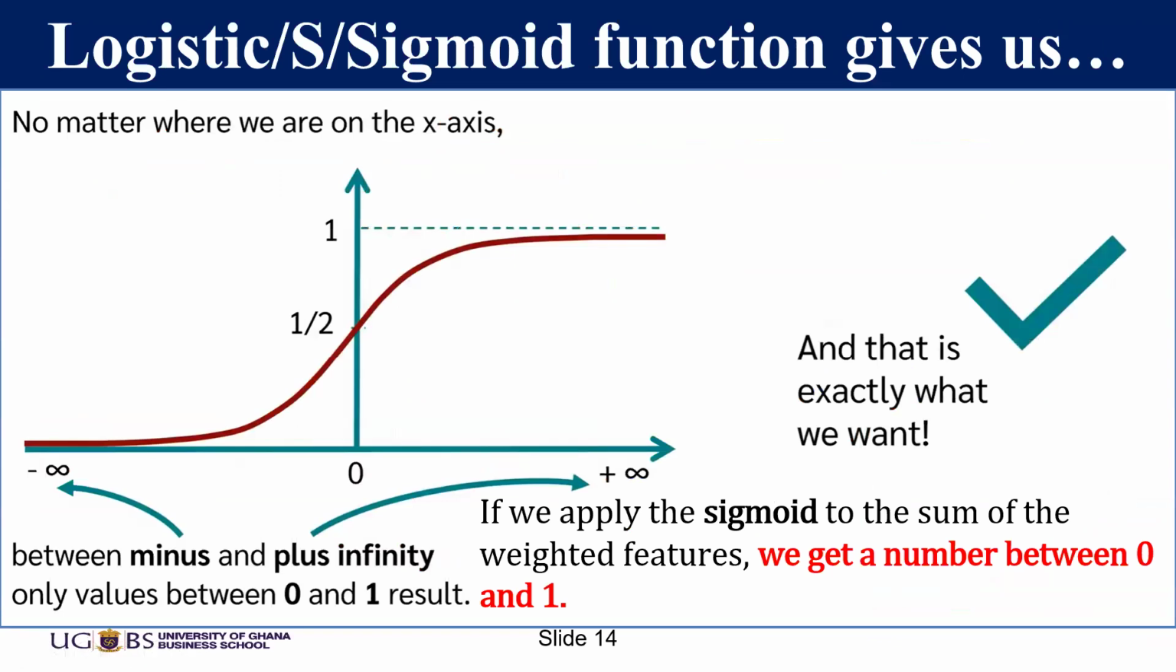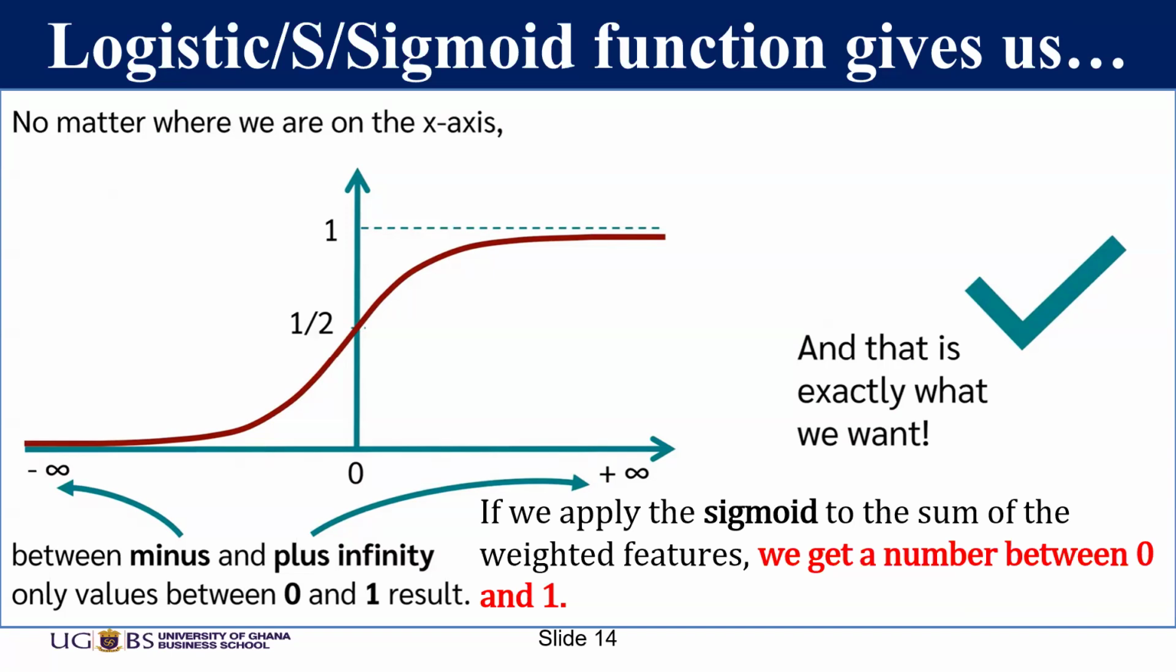Okay. So look at how the function looks. It looks like an S shape in our example here. If we apply the sigmoid to the sum of the weighted features, we will get a number between 0 and 1. In other words, we want a function, guys, that will help us to have the values of disease or not disease be between 0 and 1.